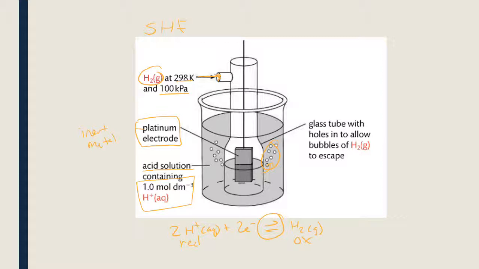Again, essentially, we're saying that this hydrogen electrode has 0.00 volts. That is what we're saying at this point. And based off what's being connected to it, it will either be positive or negative, depending on which one is going to be the anode and which one's going to be the cathode.